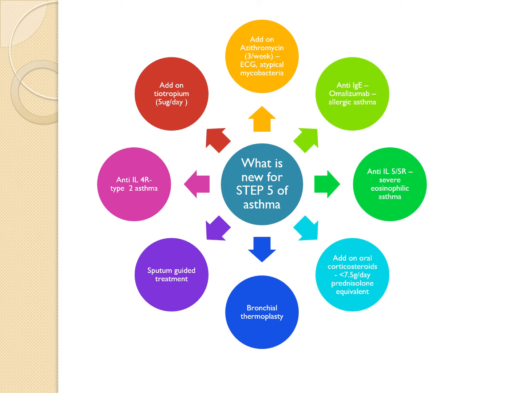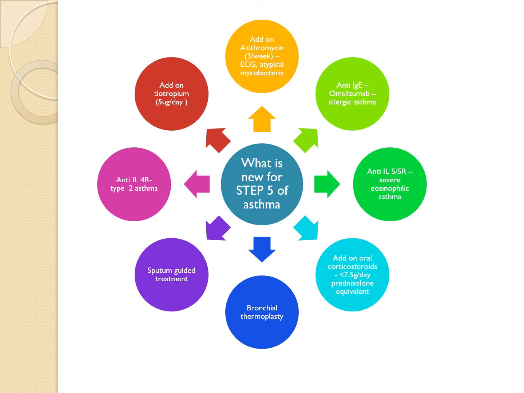However, before starting, you should exclude arrhythmia and the risk of QT prolongation, and you should exclude the chance of having atypical mycobacteria. So you should do cultures before starting azithromycin. Now, we are mainly treating based on the phenotype. So if someone is having allergic asthma, anti-IgE treatment can be started with omalizumab. And if the patient is having severe eosinophilic asthma, that is treated with anti-IL-5 treatment.